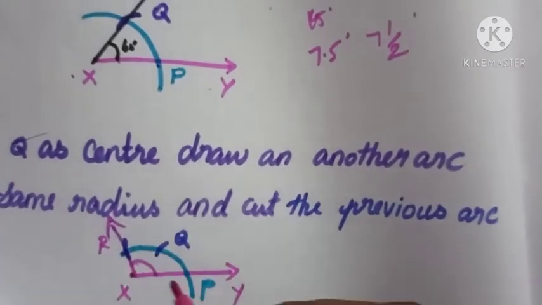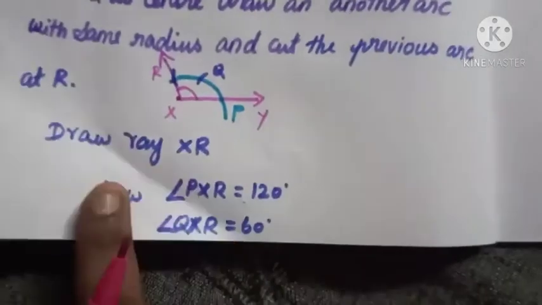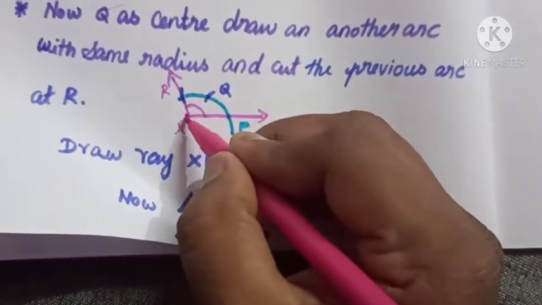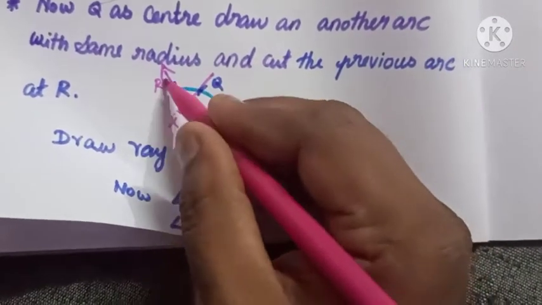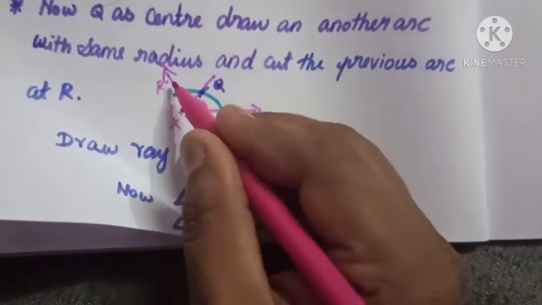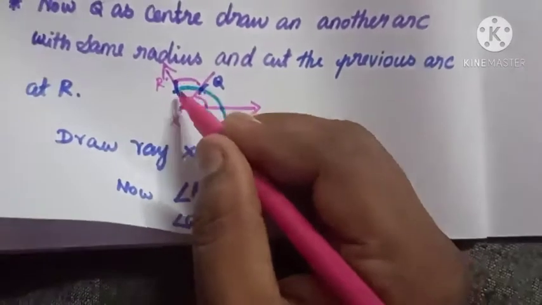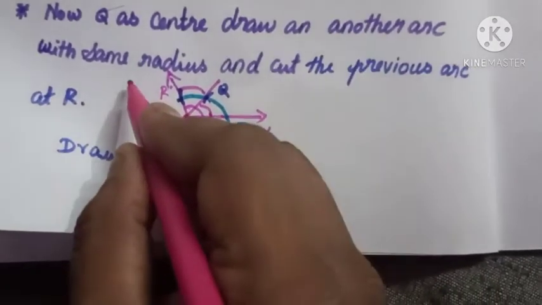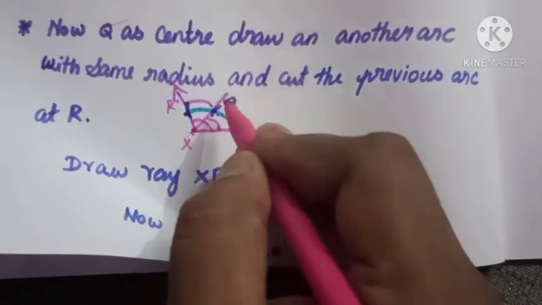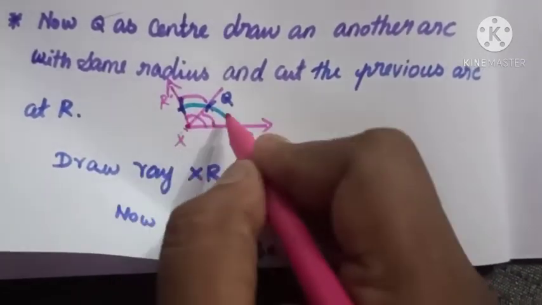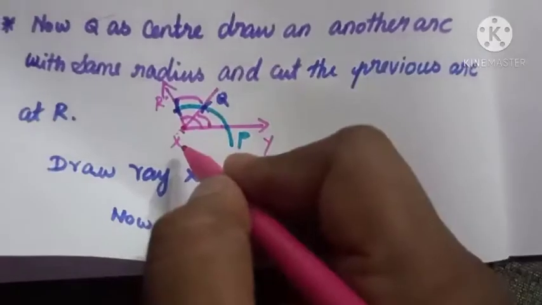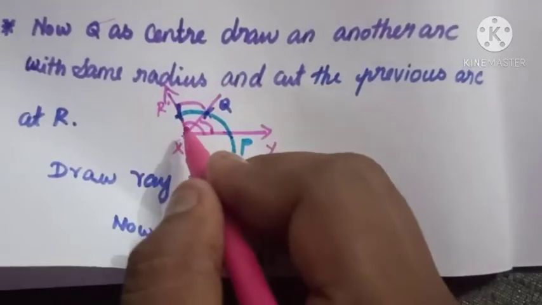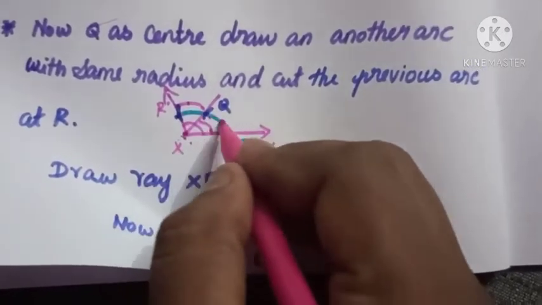Now this angle we take as 120 degree. So PXR is 120, and then if you take QX, this angle is 60 degree and this angle is 60 degree. If you take these two, you have 120 degree. So PXR is 120, but PXQ and QXR are both 60-60. This ray XY is the angle bisector of PXR. It bisects angle 120 as 60 plus 60.